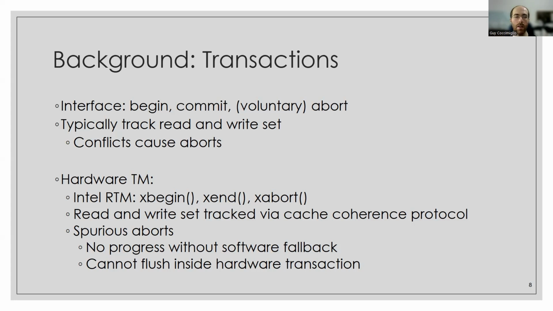This means that hardware TM offers you no progress without a software-based fallback path. Now, one thing that can cause spurious aborts is flush instructions. If you attempt to flush inside of a hardware transaction, it will cause an abort, which of course complicates the design of persistent hybrid TMs.